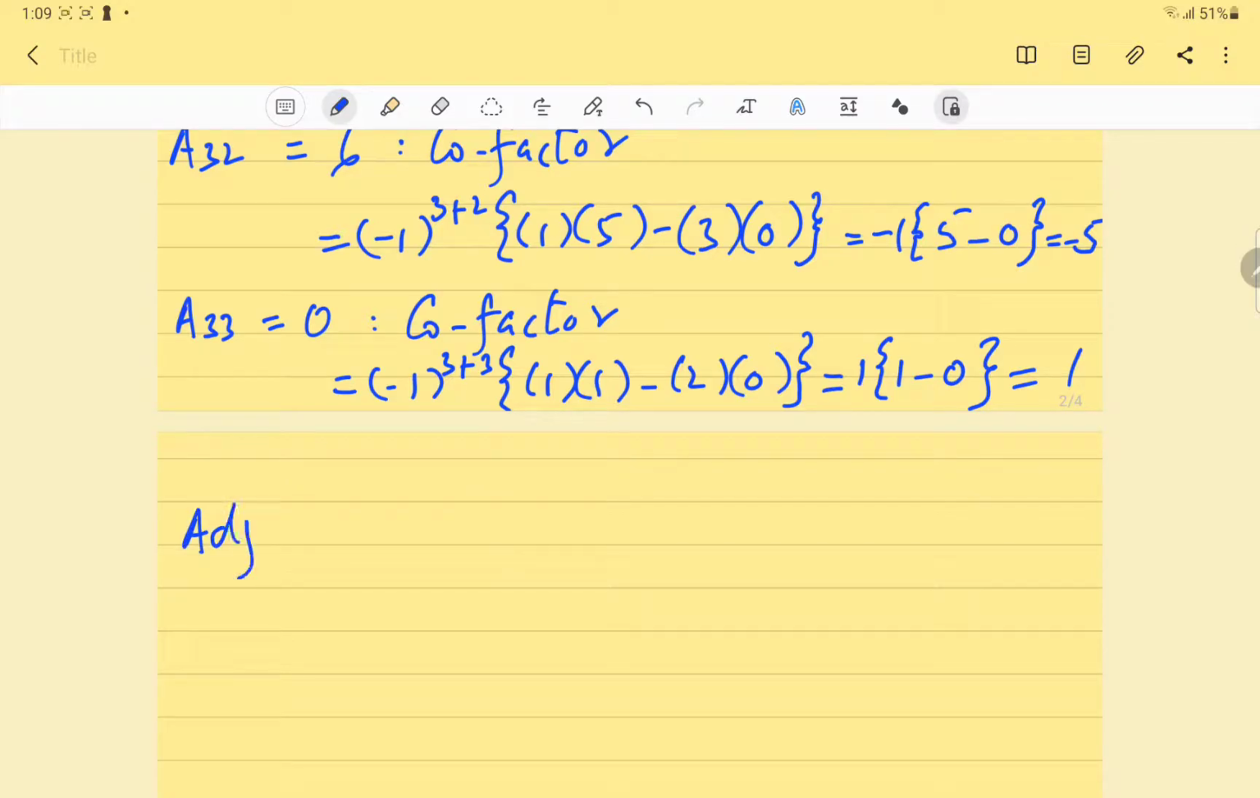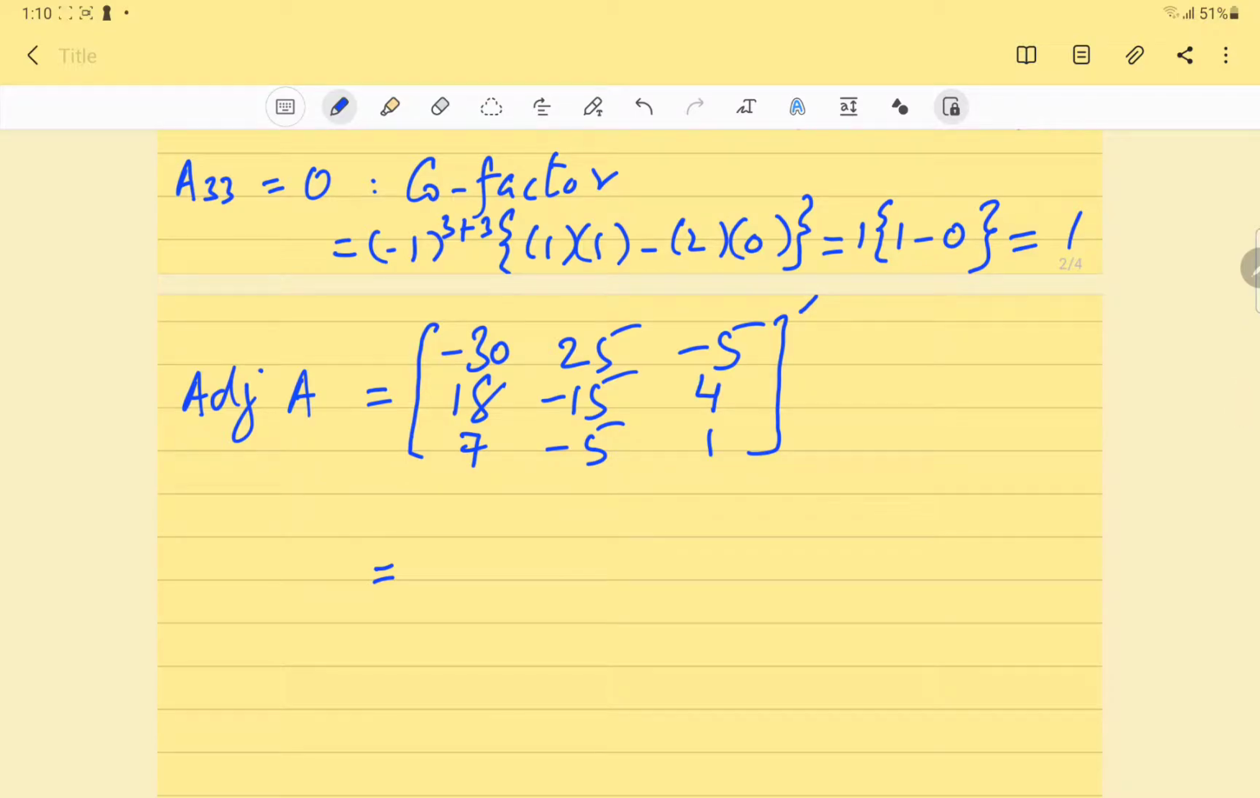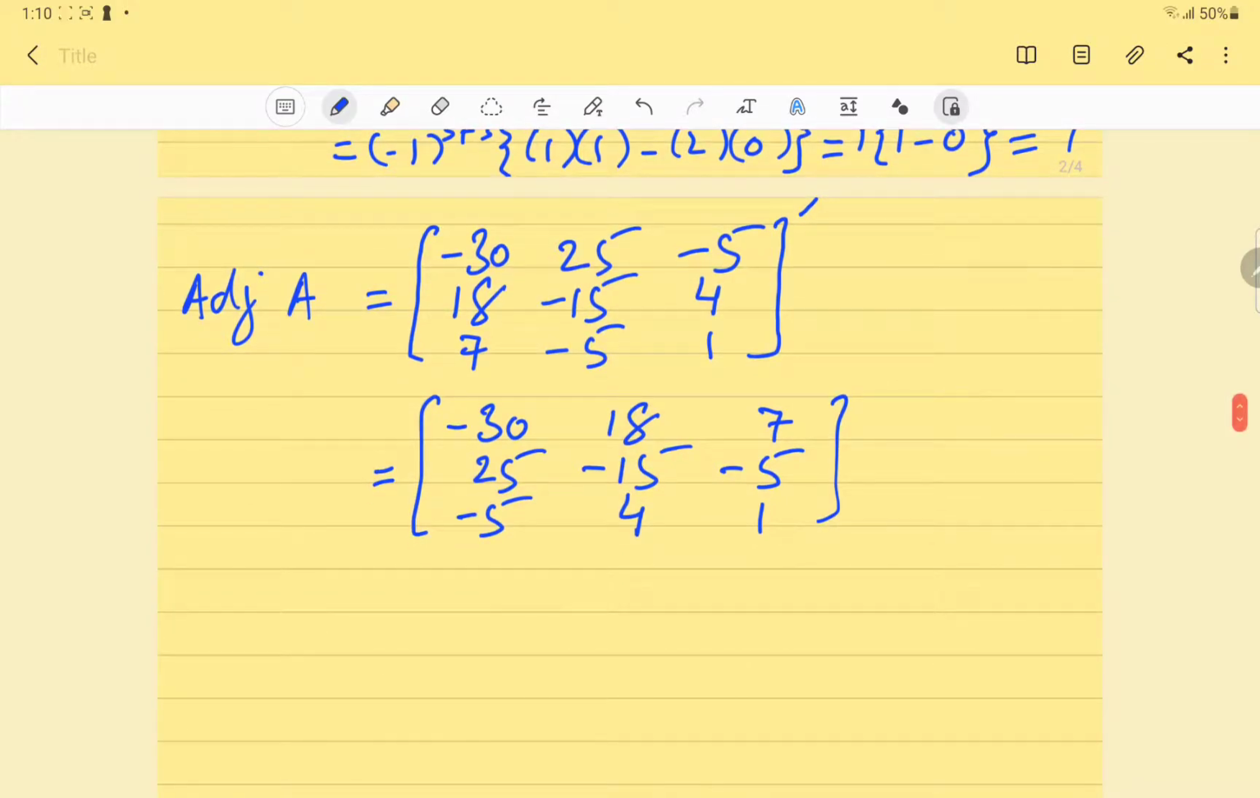So the adjoint of A in this case is equal to, now we will write all the cofactors, which are minus 30, 25, minus 5, 18, minus 15, 4, 7, minus 5 and 1, and we have to take the transpose of this. To convert a matrix into its transpose, we have to make the rows as columns. So minus 30, 25, minus 5 is the first row, we will make it a column. Then we will do the same with the second row, we will make it the second column. And with the third one, 7, minus 5 and 1. So this is the adjoint of A.